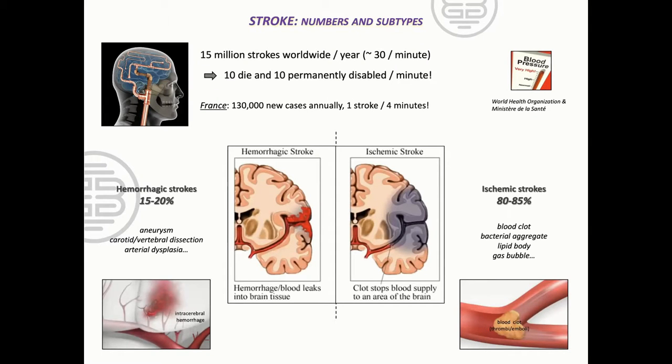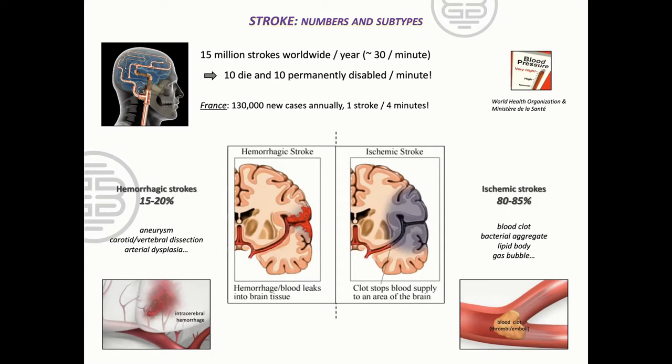So some numbers about stroke. We should consider that there are 15 million strokes worldwide each year, and in France, 130,000 new cases of stroke every year. There are two main types of stroke. The first one is hemorrhagic stroke, around 15 to 20% of strokes. These are the consequences of aneurysm rupture, vertebral dissection, and any kind of vessel rupture inside of the brain.